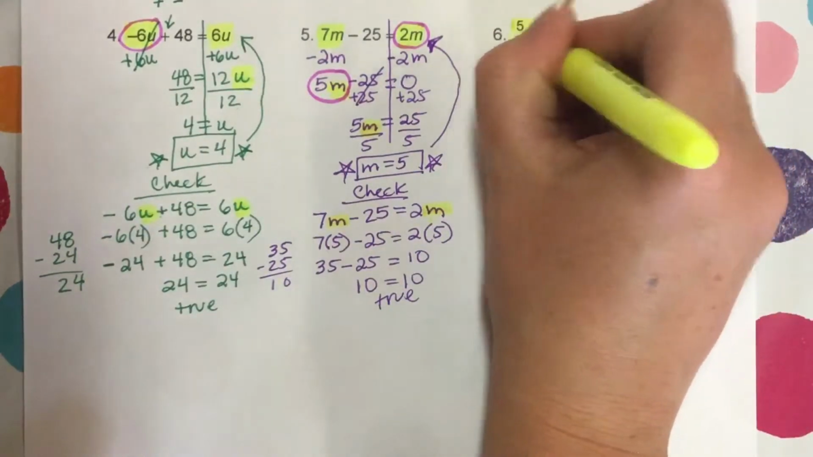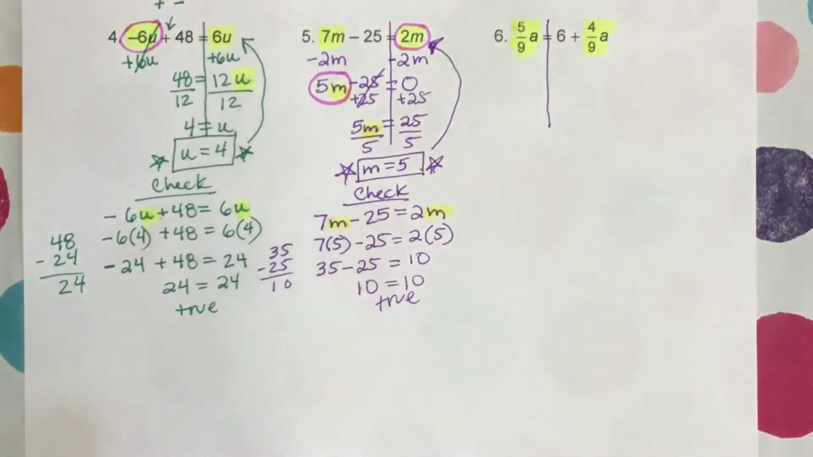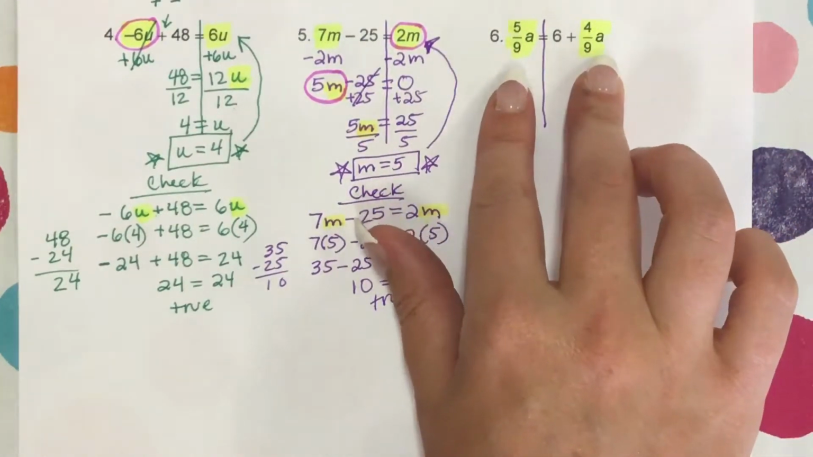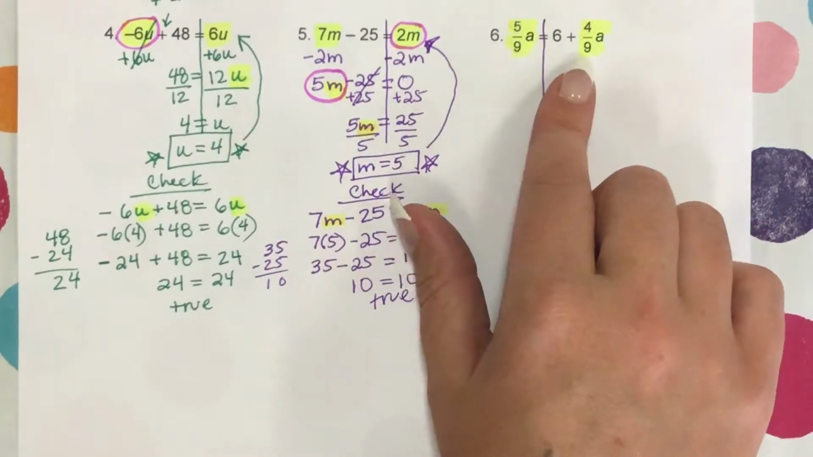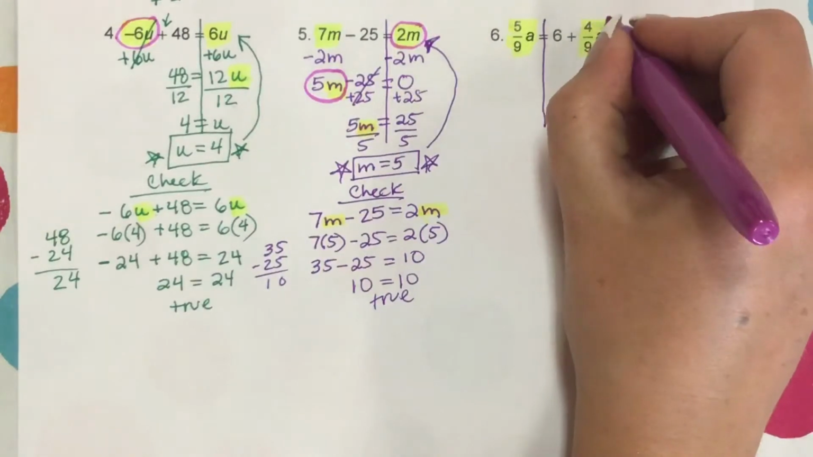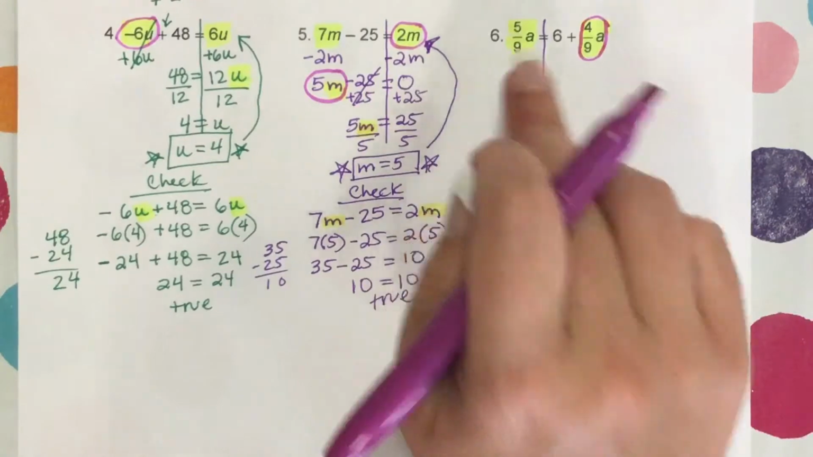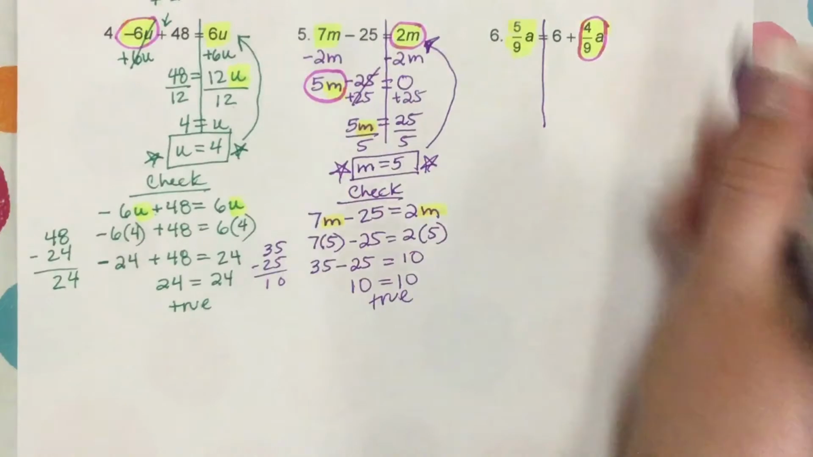So 5/9a and 4/9a. Those are my two variables. They're on two different sides of the equation, so we need to get them on the same side. So what we have to do is identify the one with the lesser coefficient. When I look at 5/9 and 4/9, they have the same denominator, so that's really nice because now I can compare them. I know that 5/9 is bigger than 4/9, which means that 4/9 is the lesser one. So that's the one I'm going to be moving over to this side of the equation using my inverse operations so that my variables can be on the same side.